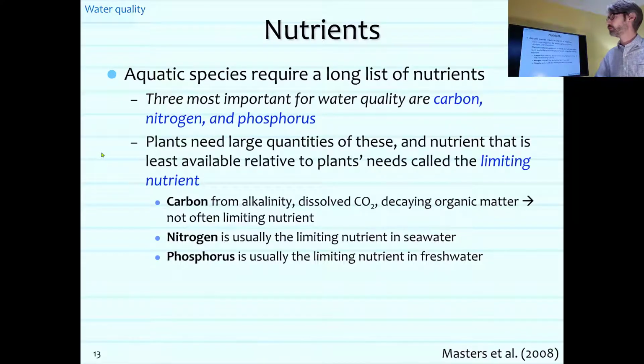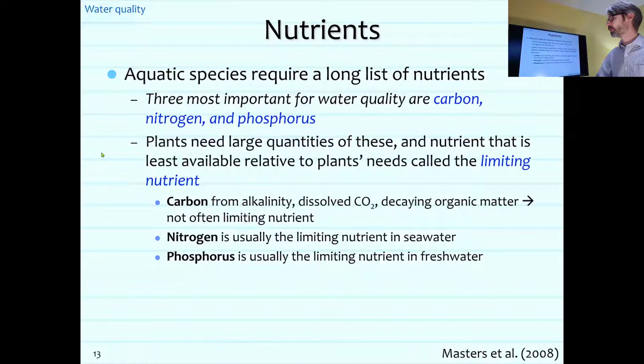Now, aquatic species require a long list of nutrients. The three that are most important for water quality are carbon, nitrogen, and phosphorus. In some amount, these are actually very good, right? They're nutrients. Plants need large quantities of these, and the interesting thing is the nutrient that's least available relative to the plant's needs is called the limiting nutrient. We'll come back to this later on and talk about Liebig's law of the minimum.